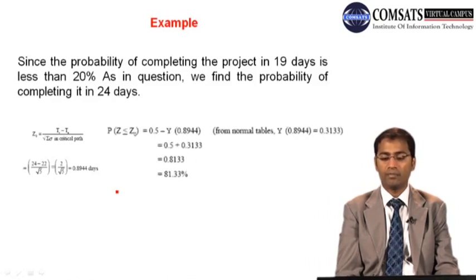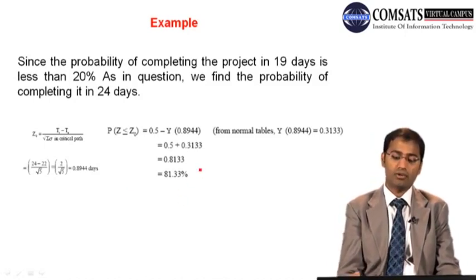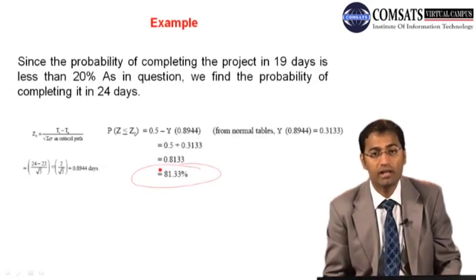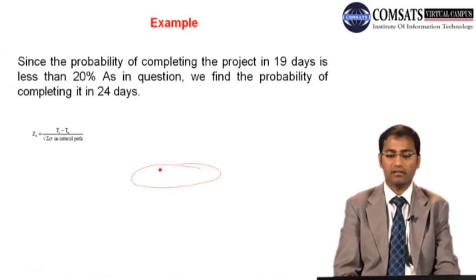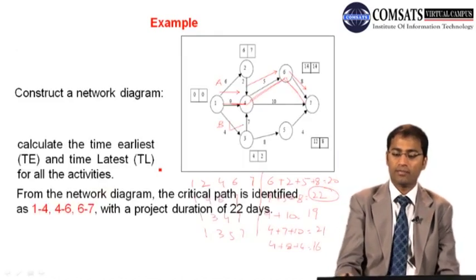Using the same formula, from normal tables, Z of 0.8944 is equal to 0.3133, so 0.5 plus 0.3133, so the probability is 81.33%. Okay. So this is about how we actually calculate the duration, but there is another thing which is important and needs to be corrected over there.